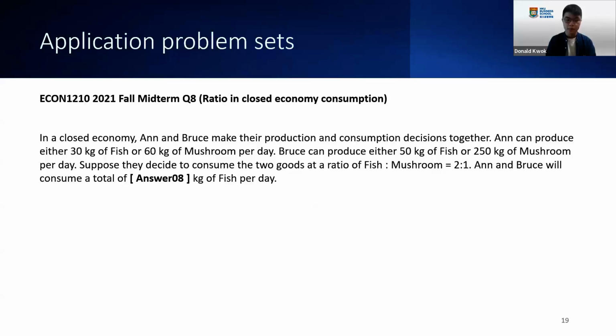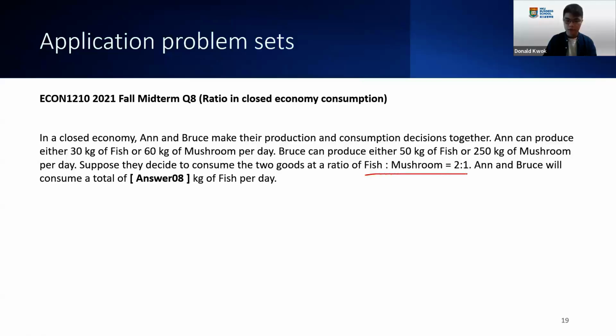So we have the productivity of Anne and Bruce for fish and mushroom production. And if you'd like to consume the 2 goods in a ratio, fish to mushroom equals to 2 to 1, what will be the total consumption of fish in this case? So actually, we are going to follow the 4 steps that we have just demonstrated in the previous question. And to start with, we are going to find out the desired consumption ratio first.